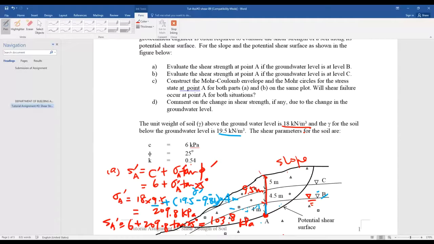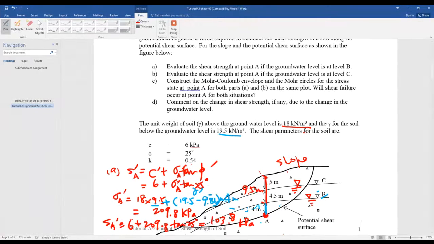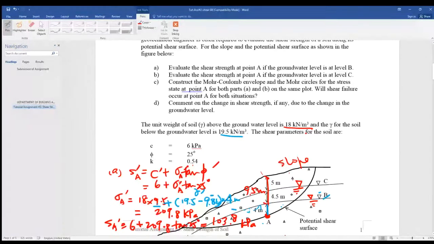Now, if the groundwater table rises to level C, right? So here you have the groundwater table. Now I'm going to repeat the calculation. It's quite similar to part A. So I will leave part B to you.